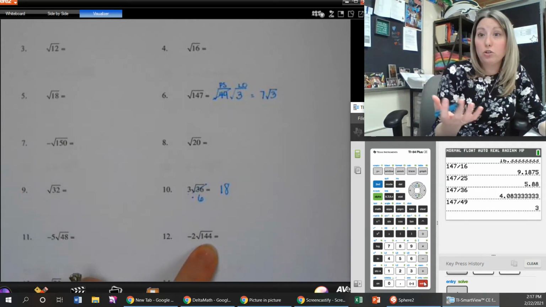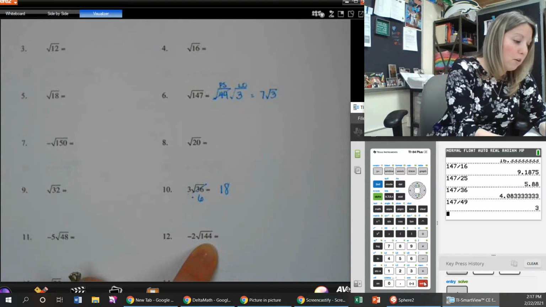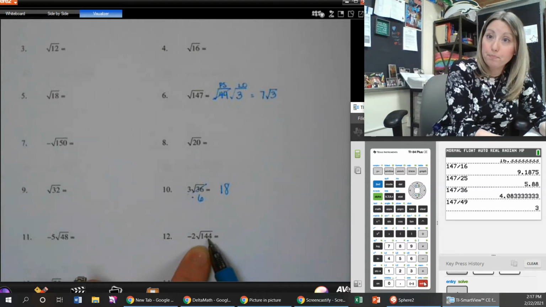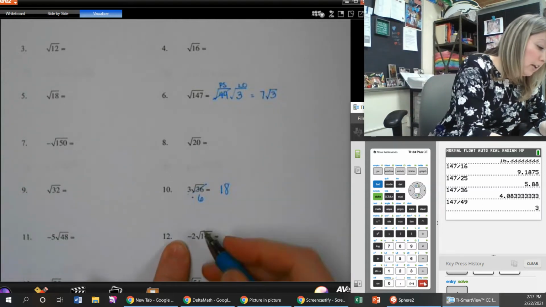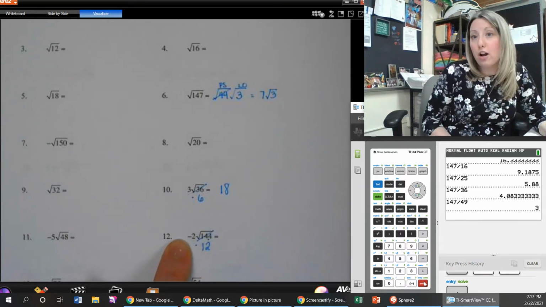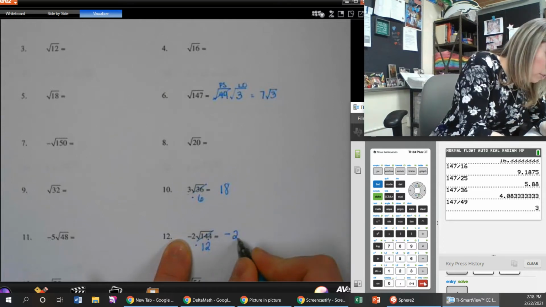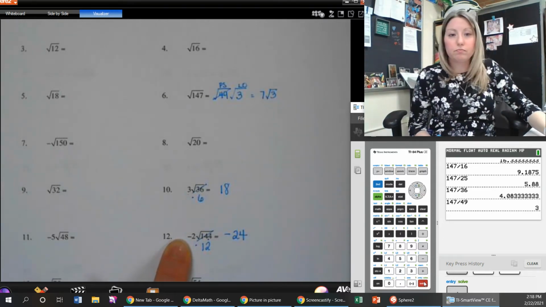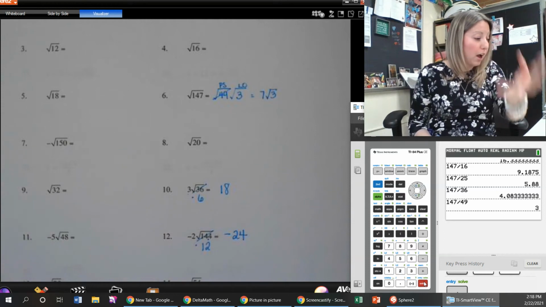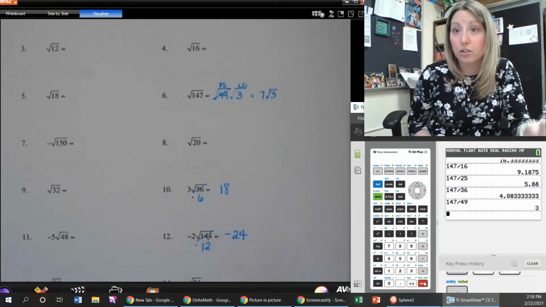Same here, and this is why I ask you to memorize those perfect squares up through 400, because 144 is a perfect square. So what I do is I take the square root of 144, it's 12, and I multiply it by this coefficient out here of negative 2. Negative 2 times 12 is negative 24. Okay. If you've got a perfect square, take its square root. Those are kind of the easier ones.